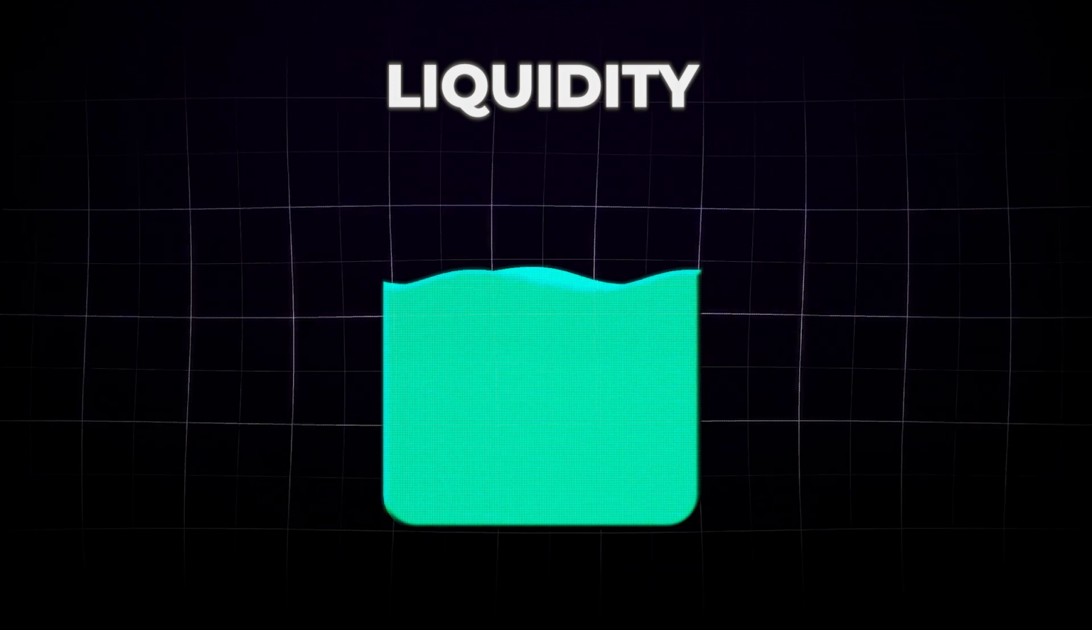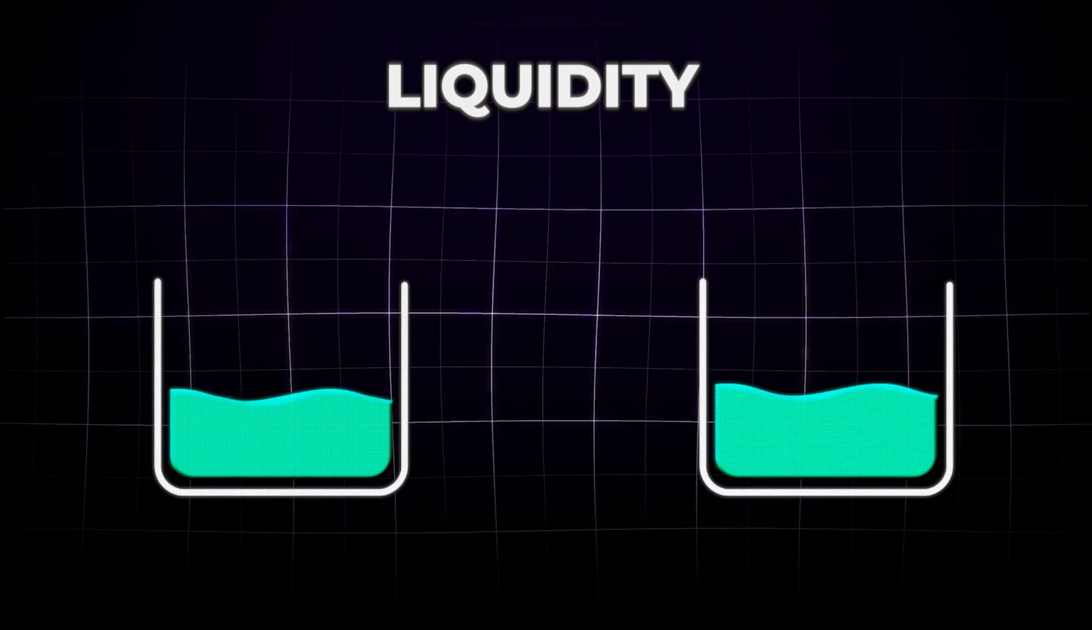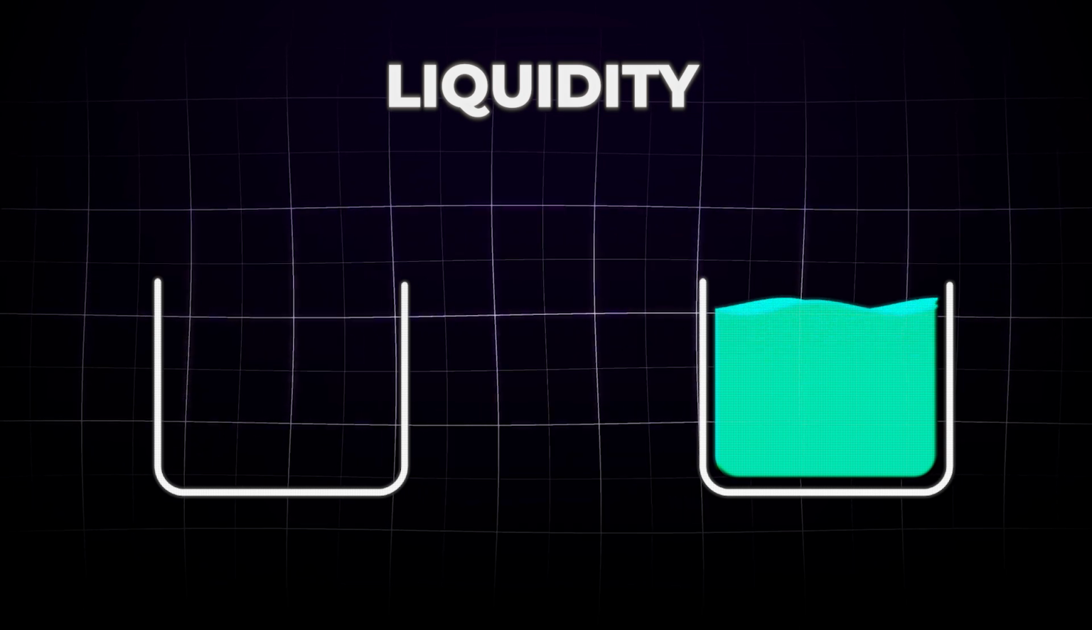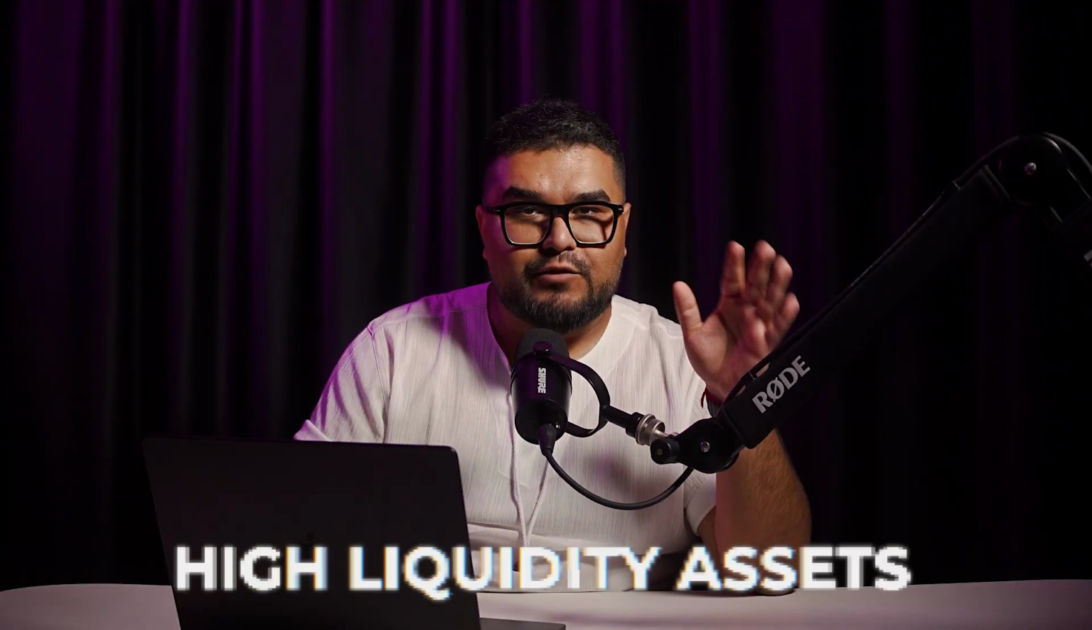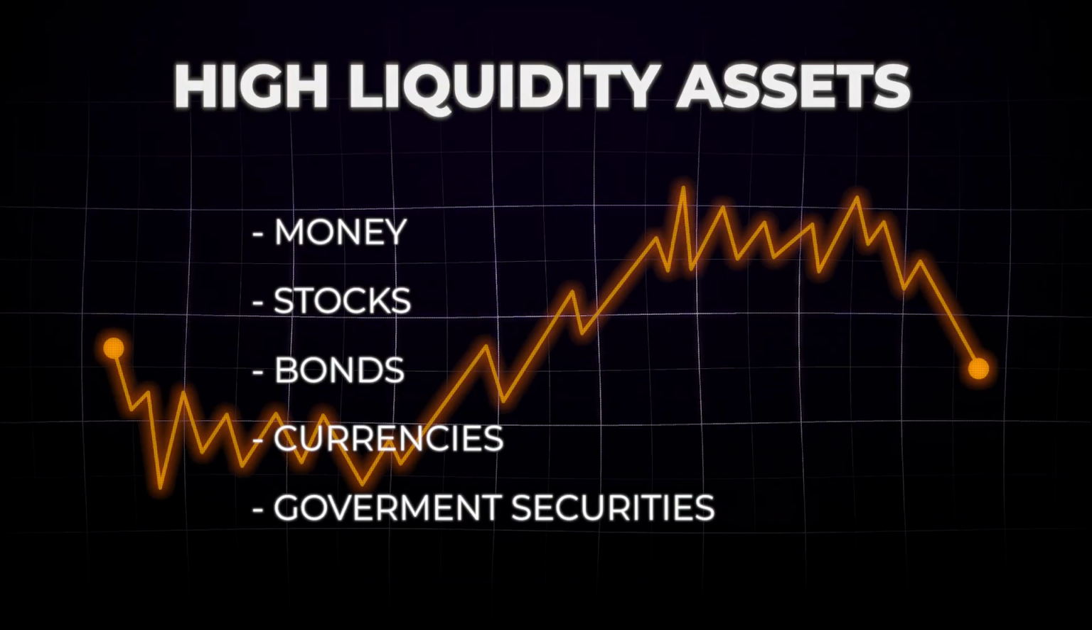Think of money as water and assets as containers. The easier and faster the water flows from one container to another, the higher the liquidity. This concept applies to many areas: assets, company balance sheets, banks, and businesses. There are three main types of liquidity. High liquidity assets: cash, stocks, bonds, currencies, and government securities. These can be sold quickly and easily, almost instantly, without much loss in value.